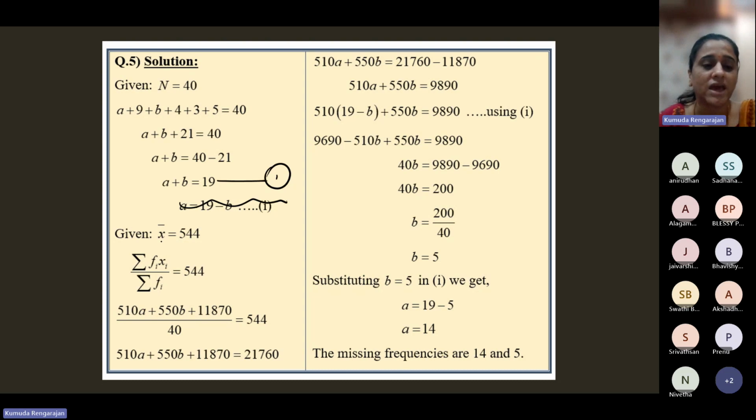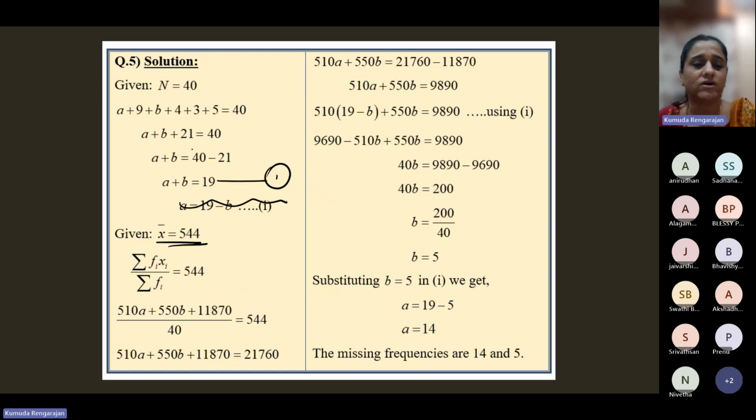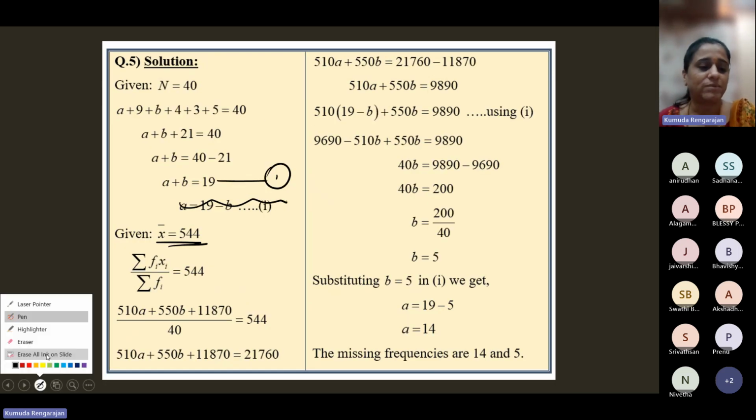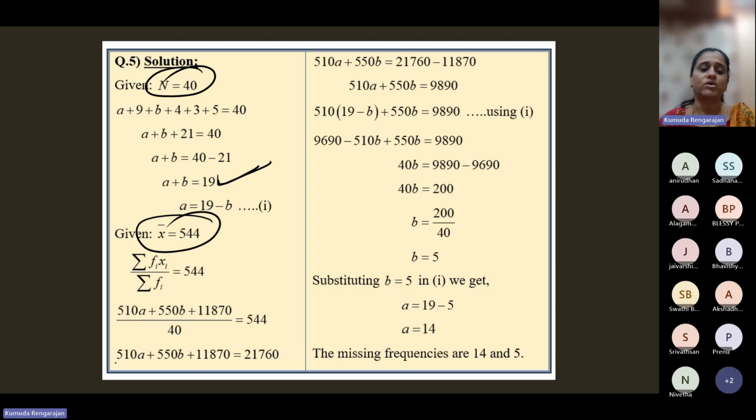What else is given? X bar is 544 is given. Two things are given. N is 40. So using that, we have constructed one equation, A plus B is equal to 19. Now use the other information. What is the other one given? X bar is 544. So use that and construct the other equation.